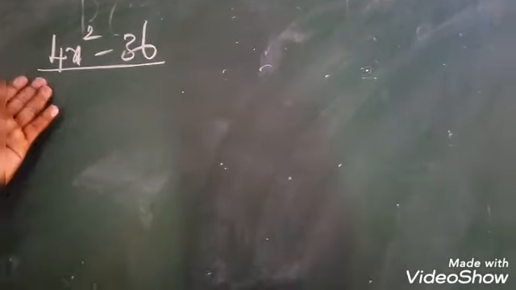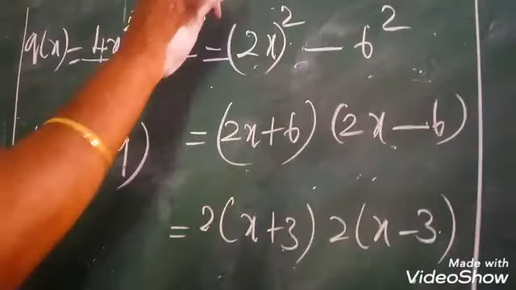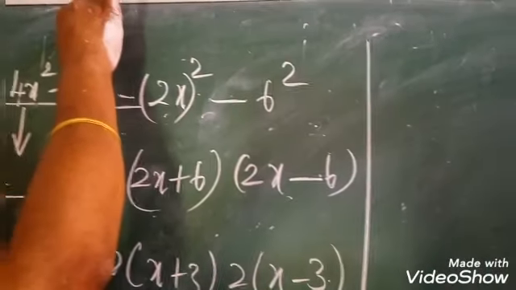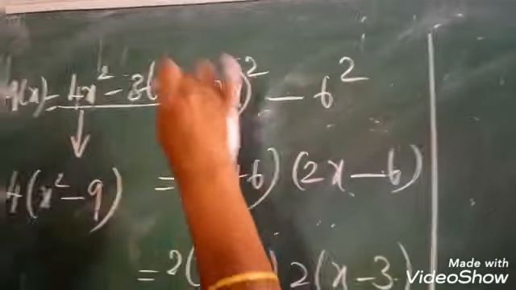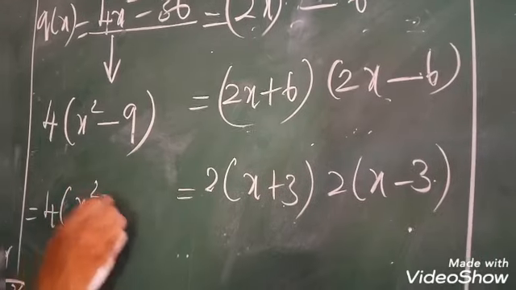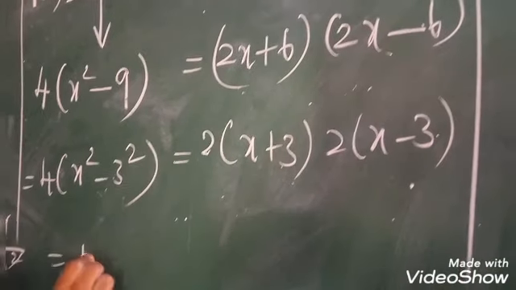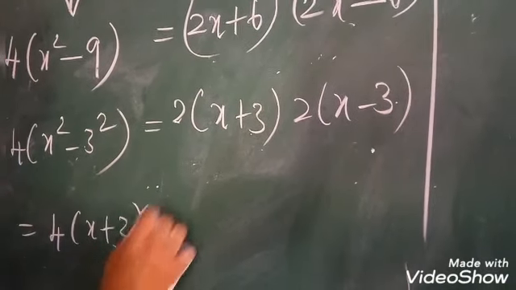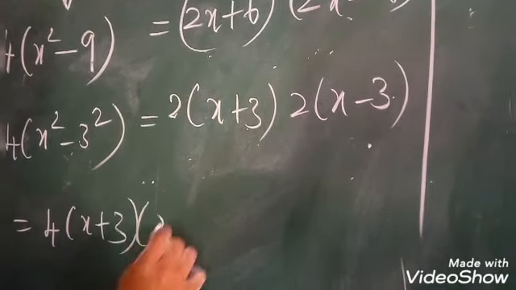Otherwise we can use another method, girls. 4 should be taken out, x squared minus 9 will come. Okay. Have you all understood this step? If you need this method, you have to use this; otherwise you use the other method. 4 into x squared minus 3 squared as the usual method, x plus 3 into x minus 3. Any one method you have to follow.